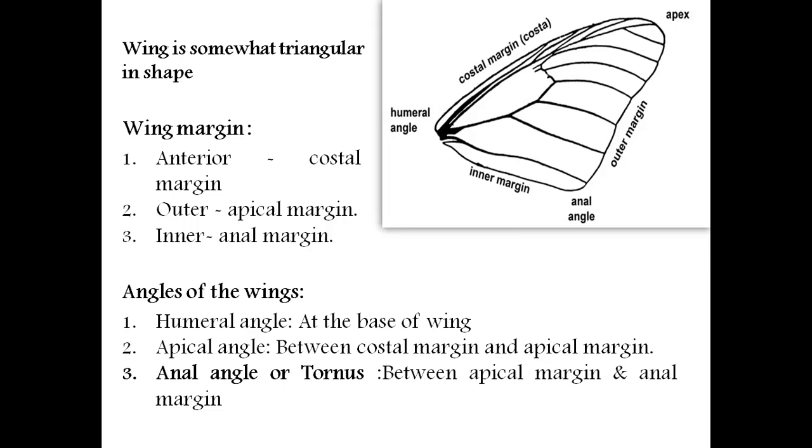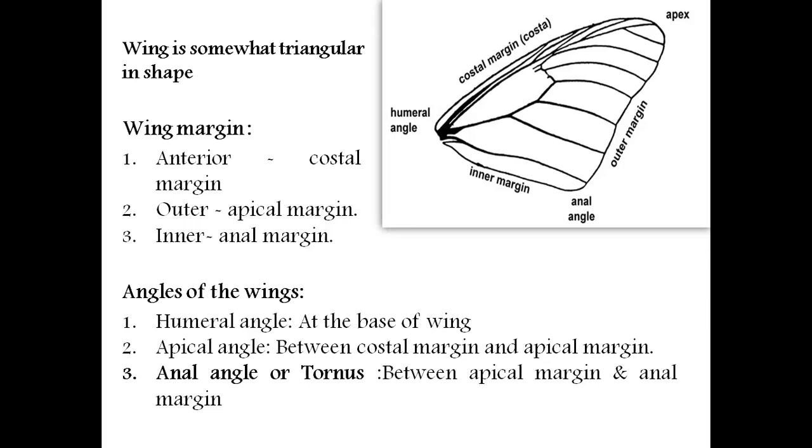Typically, insect wings have three margins. The anterior margin is called the costal margin, the outer margin is called the apical margin, and the inner margin is called the anal margin. These are the three margins present on the wings: costal, outer, and inner. Outer means apical, and inner means anal.